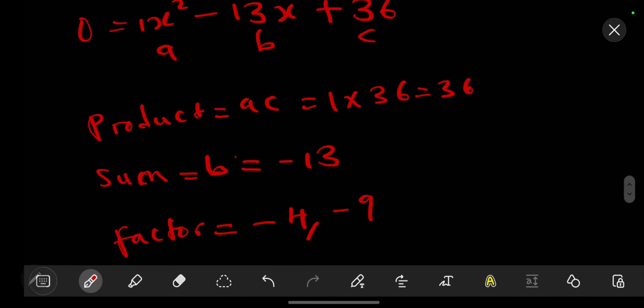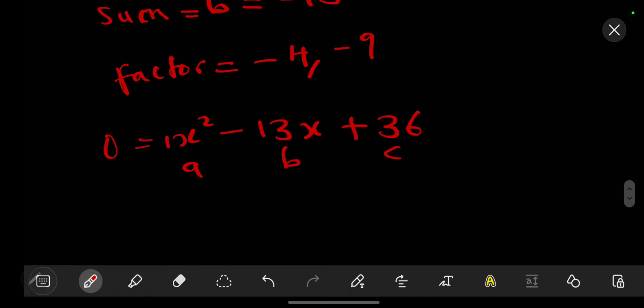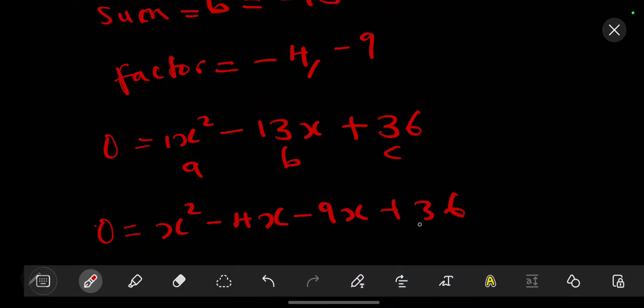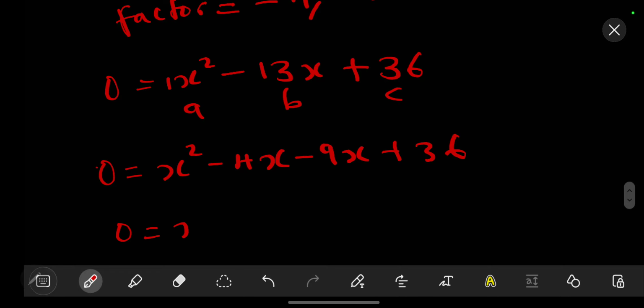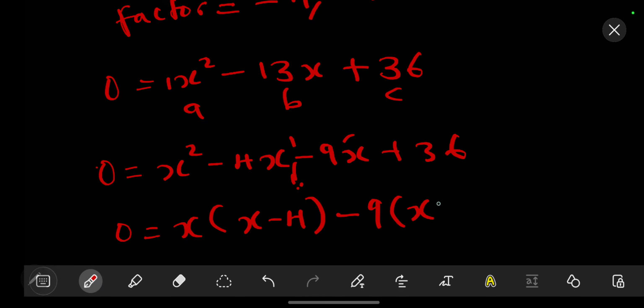So let's replace in our original equation. We have 0 should be equal to x squared, where there is b we put these numbers, so negative 4x minus 9x plus 36, which will be 0 should be equal to x is common. Open brackets, x minus 4. Then we have minus 9 is common, so here we are going to remain with x. So we are factorizing in parts. Then we have 36 divided by negative 9 gives you negative 4 like that.